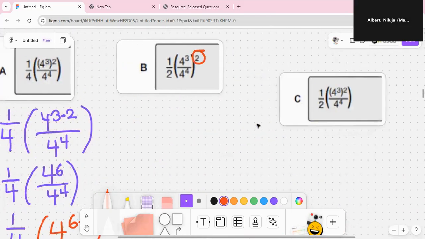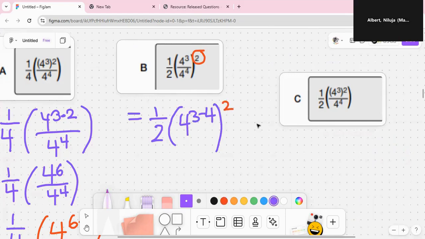For option B, I actually have the power on the outside, but I also have 4 to the power of 3 divided by 4 to the power of 4 inside brackets. So using my BEDMAS rules again, I'm first going to solve inside my brackets, the power division rule, which means subtracting the exponents. And then after that, I'm going to apply my power of 2. So I have 1/2. When I subtract 4 to the power of 3 minus 4, I'm going to get 4 to the power of negative 1, which I then have to raise to the power of positive 2.